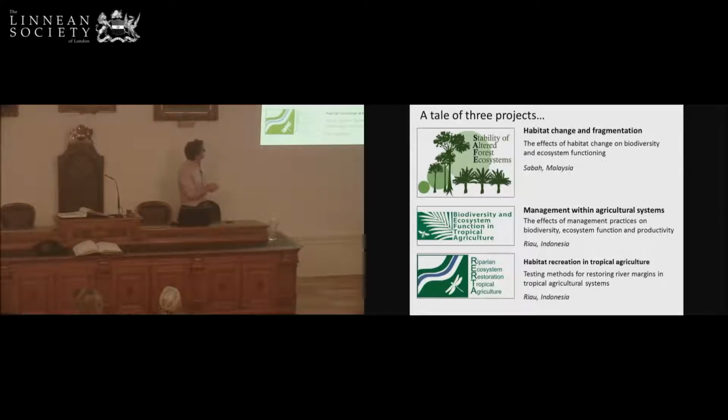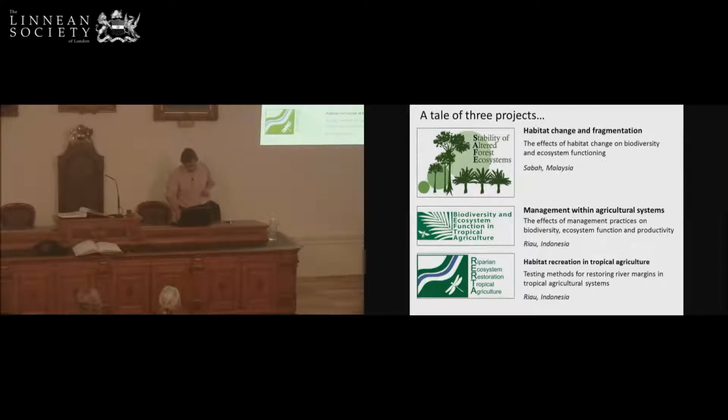The other 2 projects I'm going to tell you about are rather different. These are the Biodiversity Ecosystem Function Tropical Agriculture Project, and the RERT project. These are both run out of Cambridge. And these ones are understanding much more about what happens within agricultural systems, within oil palm environments. How can you manage these areas to become more diverse? In particular, in the last one, we're beginning to work with oil palm companies to actually reforest some of these areas, to put trees back in again. So that's quite an exciting project for us. It's quite a new one.